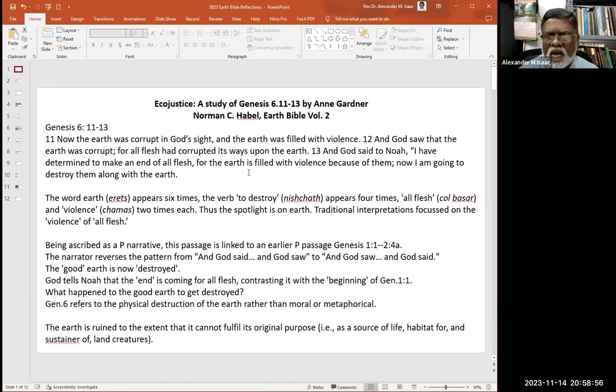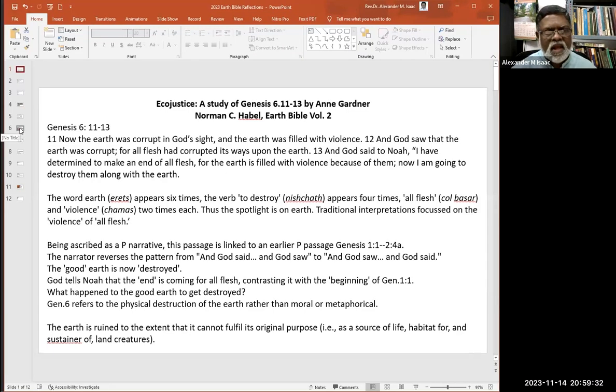And God said to Noah, I have determined to make an end of all flesh, for the earth is filled with violence because of them. Now I am going to destroy them along with the earth. Therefore, this is a very good illustration of how eco-justice must be a primary concern for human beings, and how the whole earth and its created order must be taken care of as stewards of God is the main issue here. Now we'll move to the next lesson.